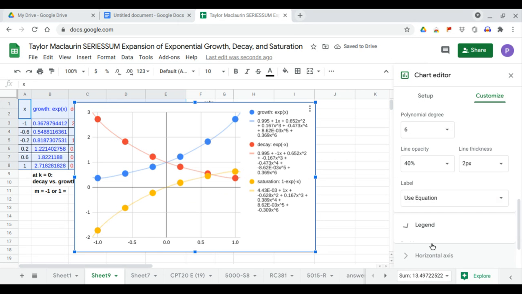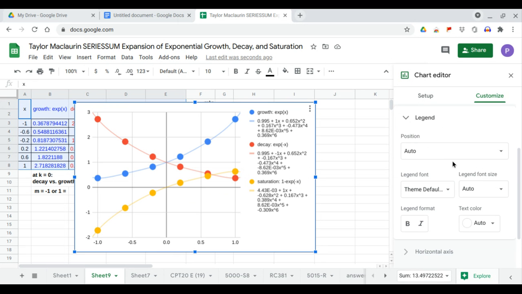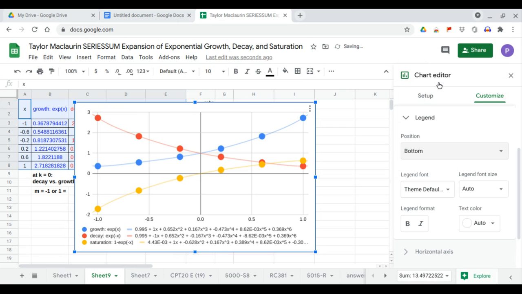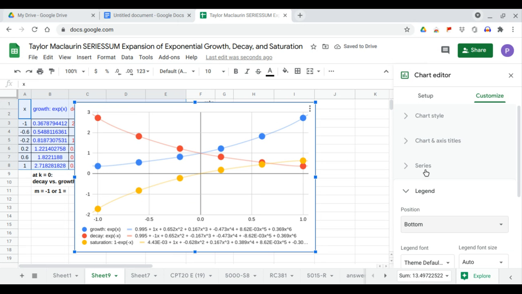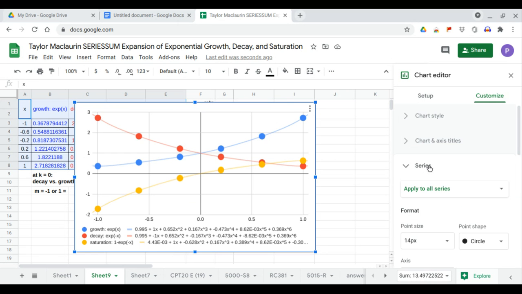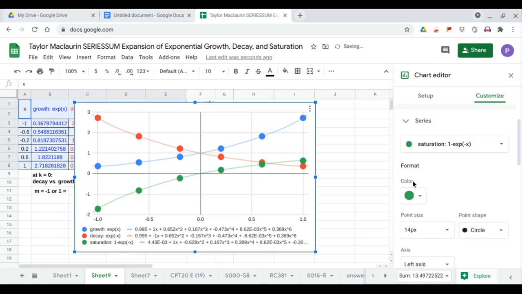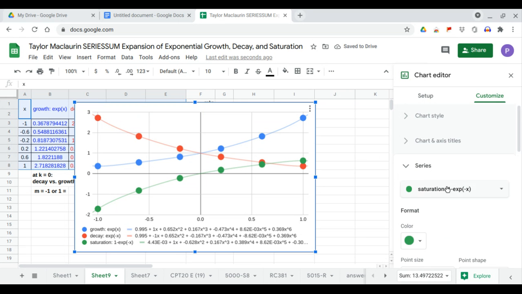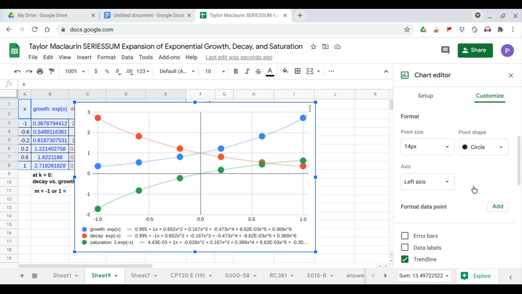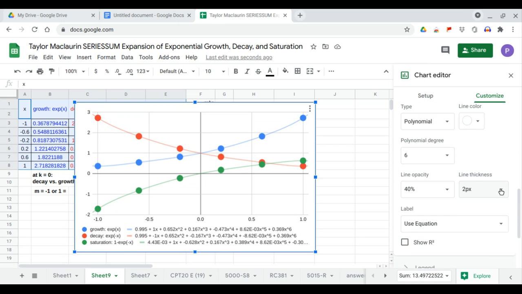And relocate it at the bottom. And we change the color of the saturation to green. Change it to green. And all series, the line thickness will be 1.